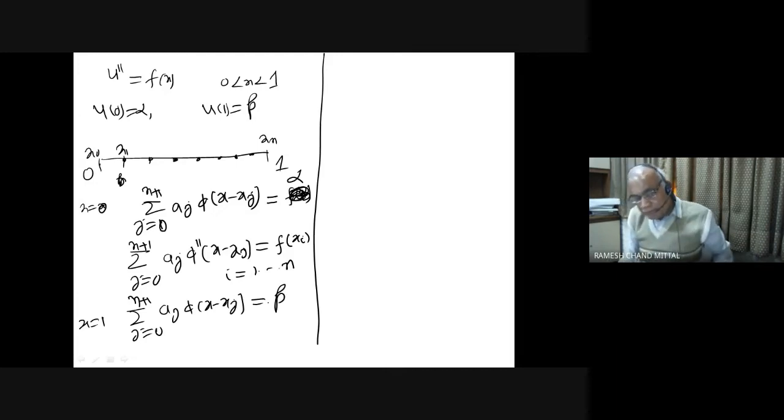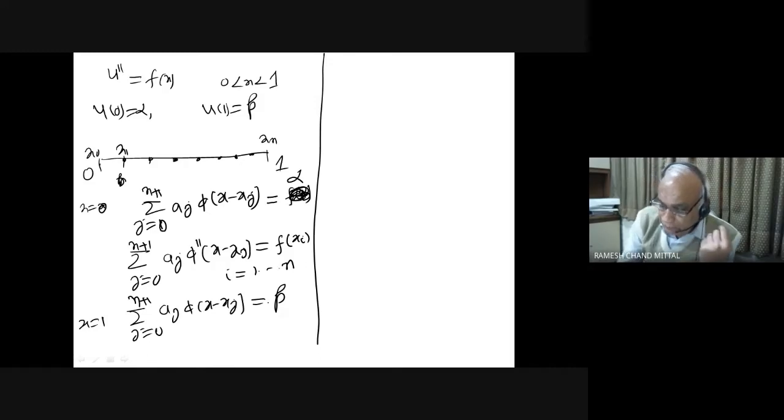So friends, since the boundary are... The summation will not go from 0 to n plus 1; the points are n plus 1, but the summation runs from 0 to n only, isn't it? You are very correct. There are n plus 1 points, but the summation is from 0 to n. Yeah, you are very correct.